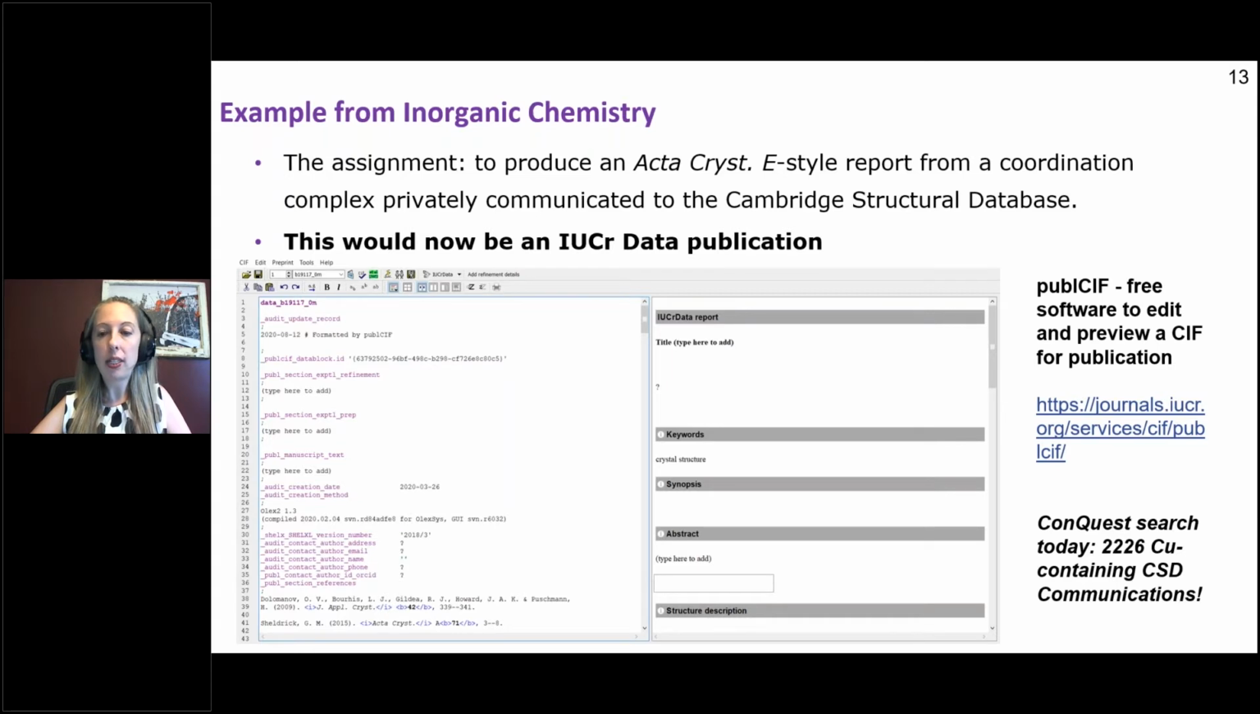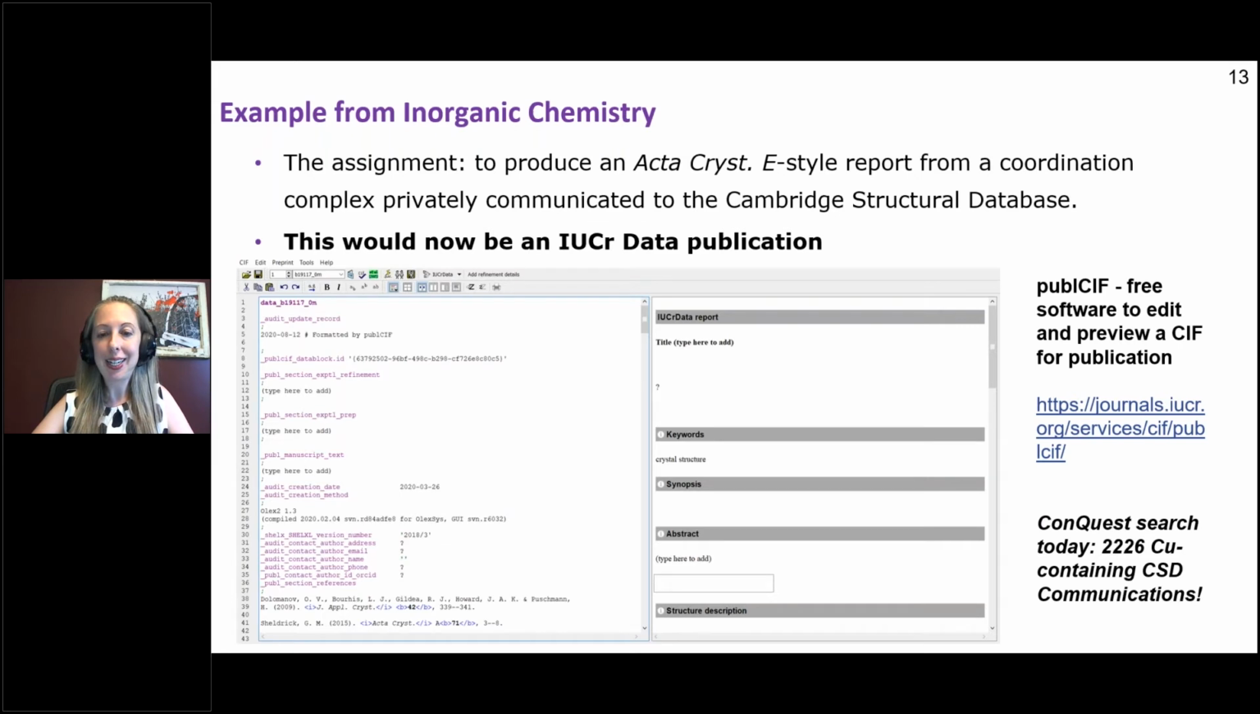Regardless, you can still use publCIF, and the templates for this type of communication are free, readily available, and once you obtain the CIF as a private communication or now as a CSD communication, you can readily import it and then start answering the questions about what's contained in this particular structure.